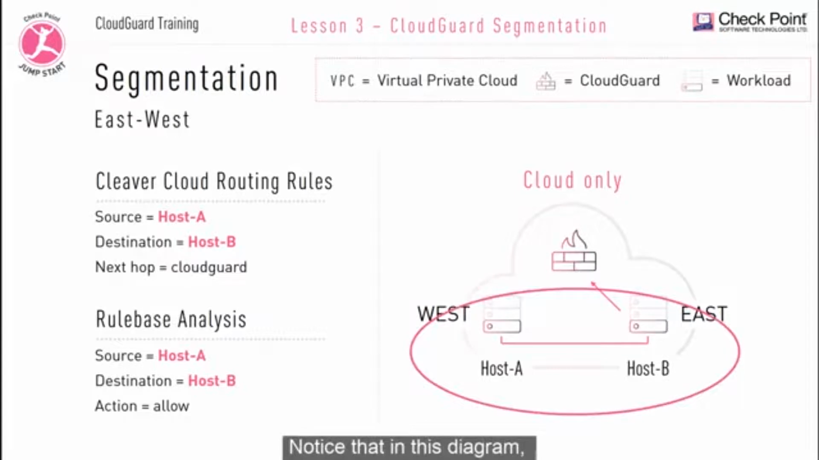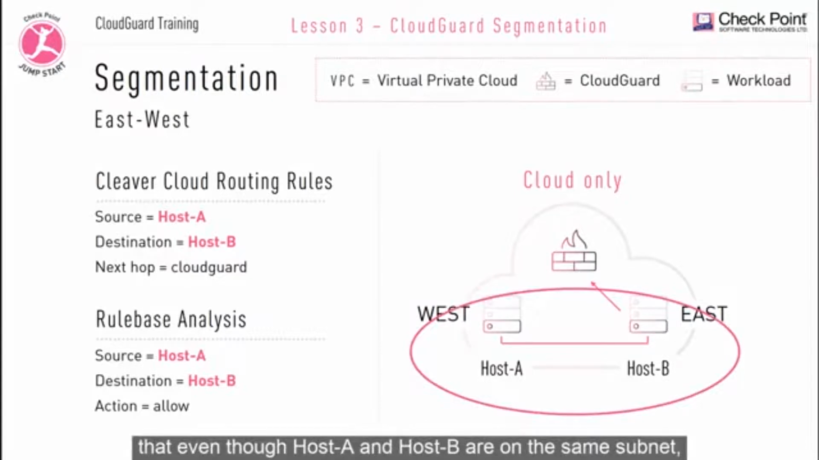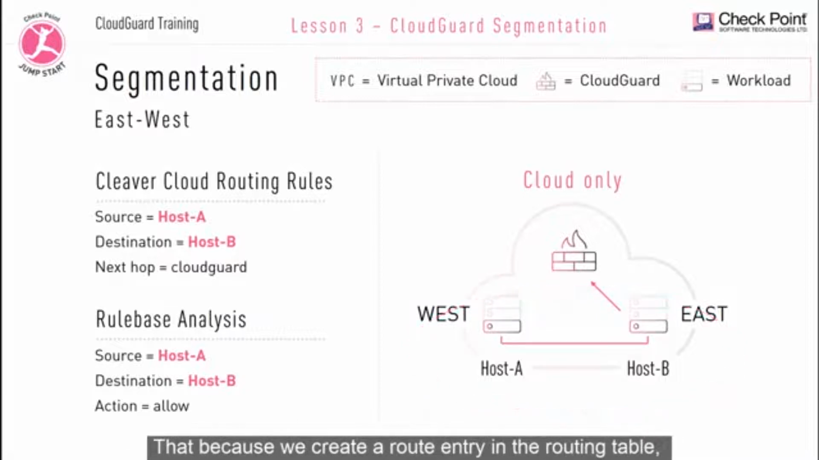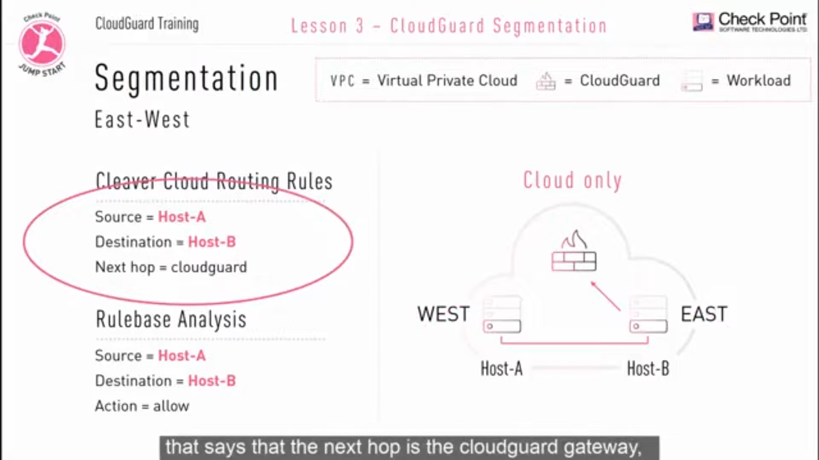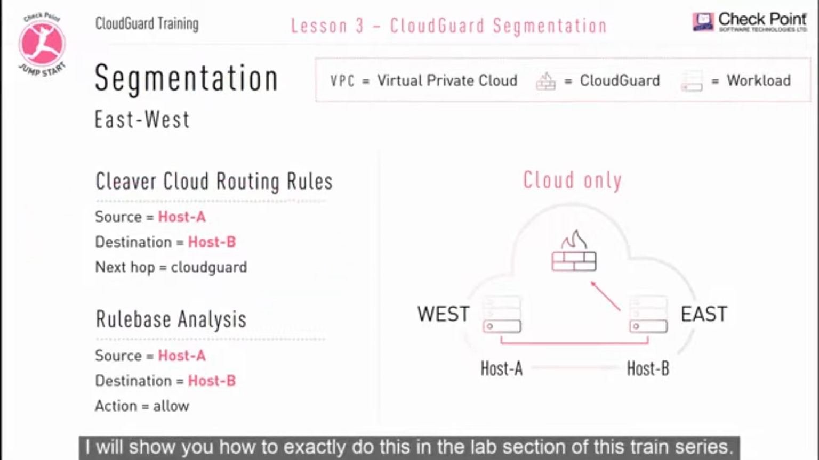Notice that in this diagram that even though host A and host B are on the same subnet, they cannot directly communicate with each other. That's because we created a routing entry in the routing table that says that the next hop is the CloudGuard gateway. So the source is host A, the destination is host B, but the next hop is the CloudGuard gateway. I'll show you how to exactly do this in the lab section of this training series.